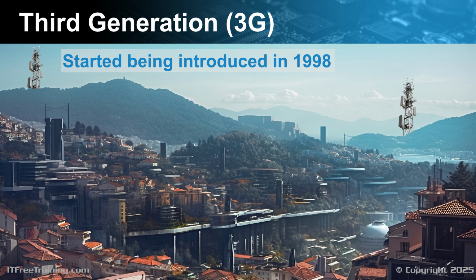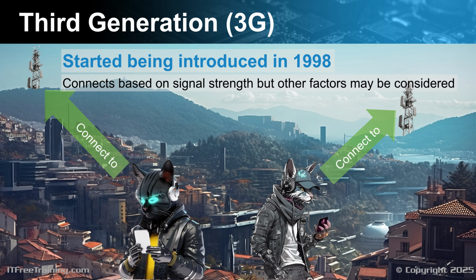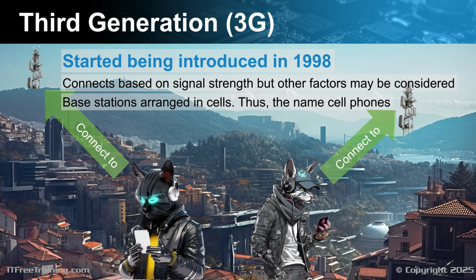Third generation, better known as 3G, was first introduced in 1998. In order to operate, the mobile phone needs to connect to a base station. The mobile phone will connect to the base station based on a number of factors. The primary consideration is signal strength. However, network load and quality of service is also considered. Base stations are spaced out to provide coverage to a certain area. These areas are called cells, thus where the name cell phone comes from.